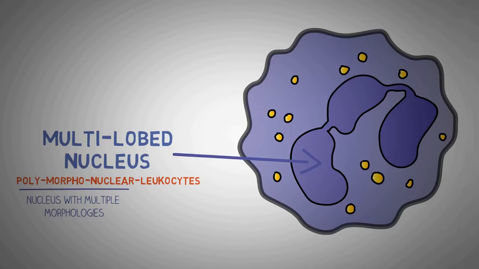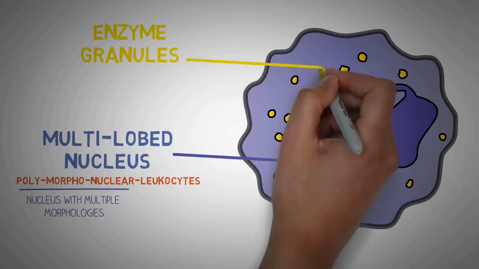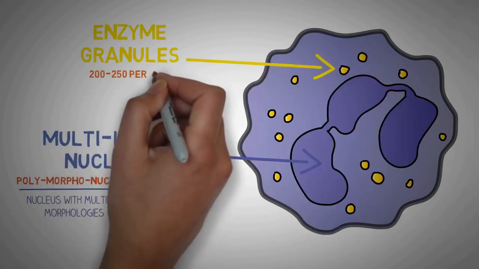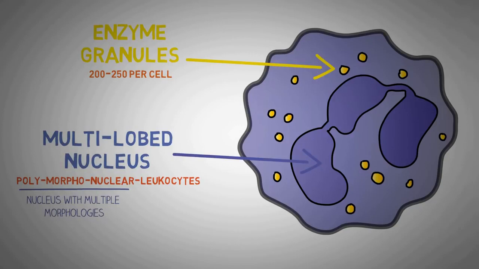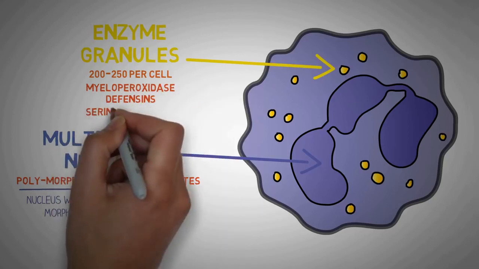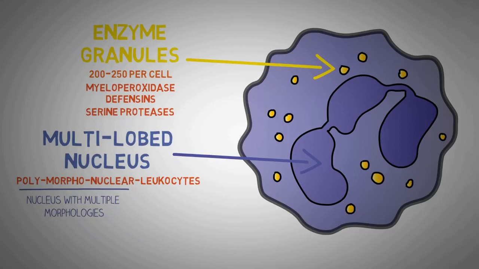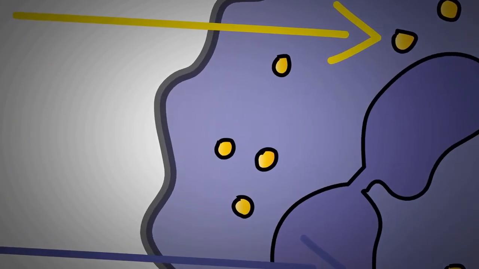Another characteristic feature you would notice in the structure of these cells is the presence of a large number of granules in the cytoplasm. On an average, about 200 to 250 granules are present in each neutrophil, and these granules contain many different types of enzymes, chemicals, and cytokines that have numerous functions in our immune system. The neutrophils release enzymes like myeloperoxidase, defensins, serine proteases, and various cytokines. They also release several other chemicals like alkaline phosphatase, NADPH oxidase, lysozyme that help in eliminating these pathogens.